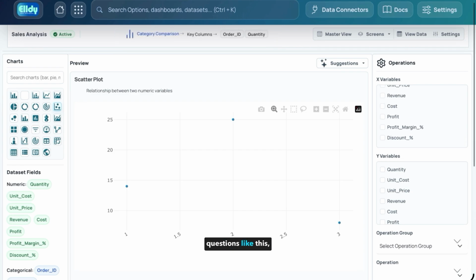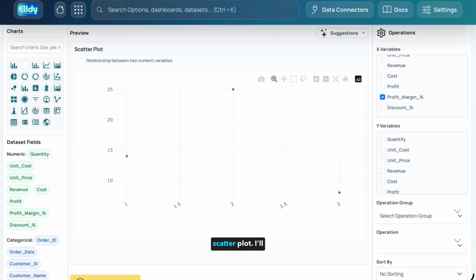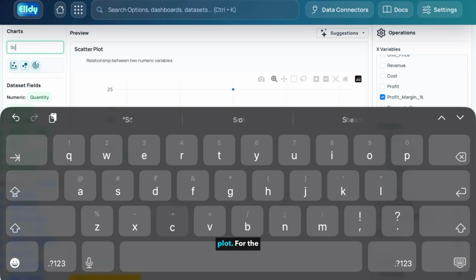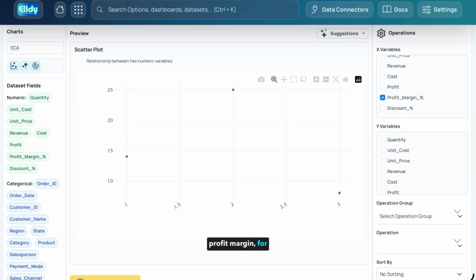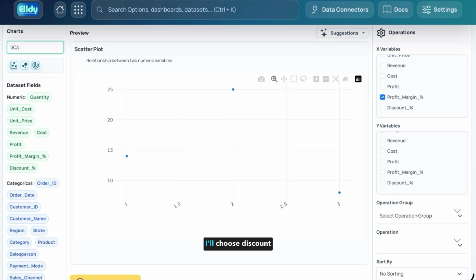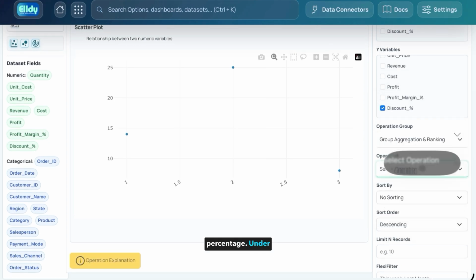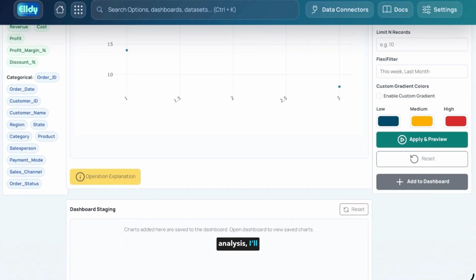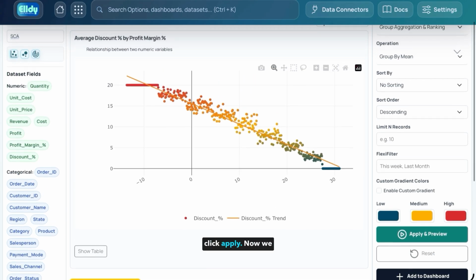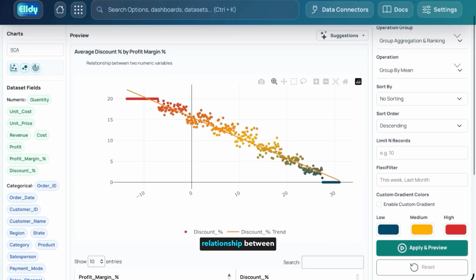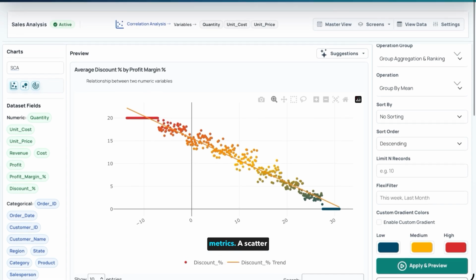To answer questions like this, we'll use a scatter plot. I'll select the scatter plot. For the x-axis, I'll choose profit margin. For the y-axis, I'll choose discount percentage. Under grouping analysis, I'll select mean and click apply. Now we can see the relationship between these two business metrics.